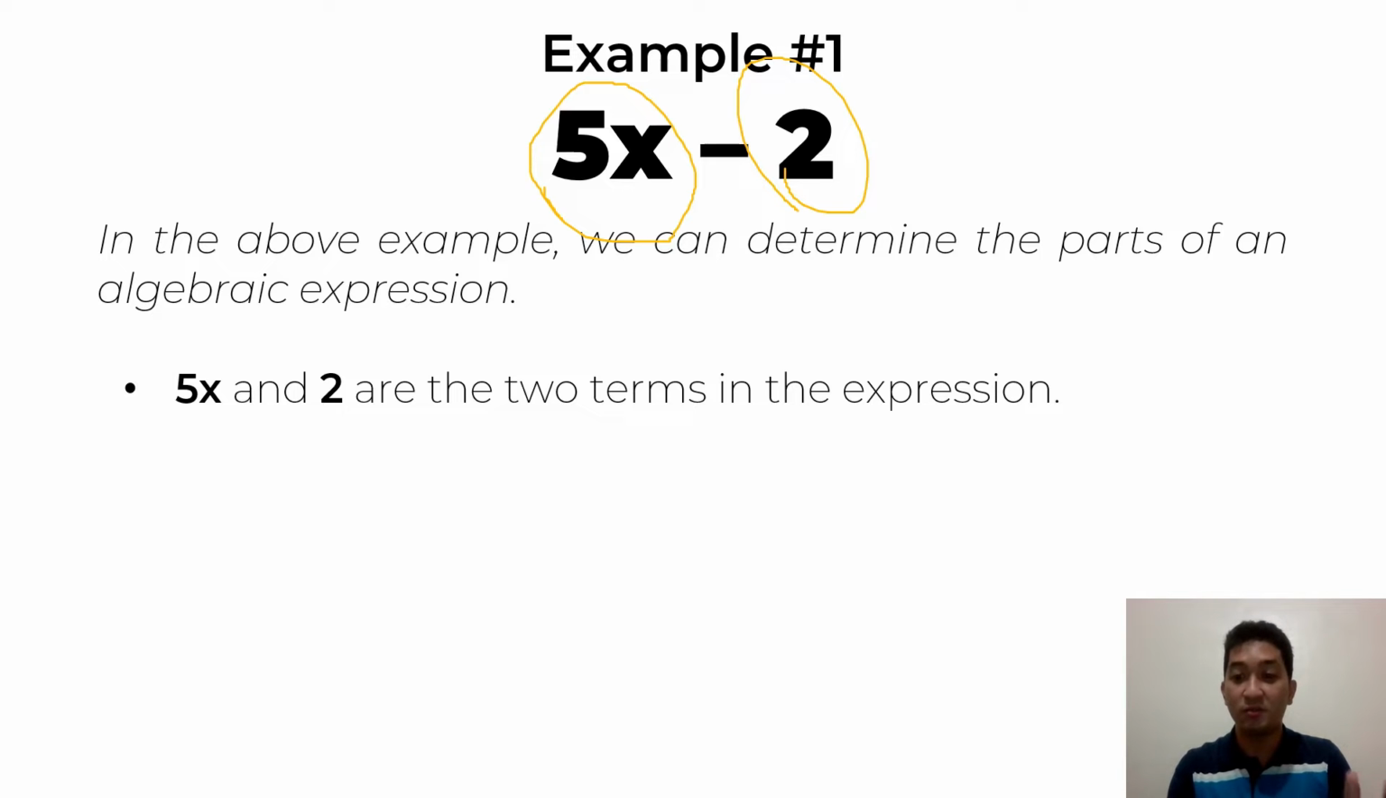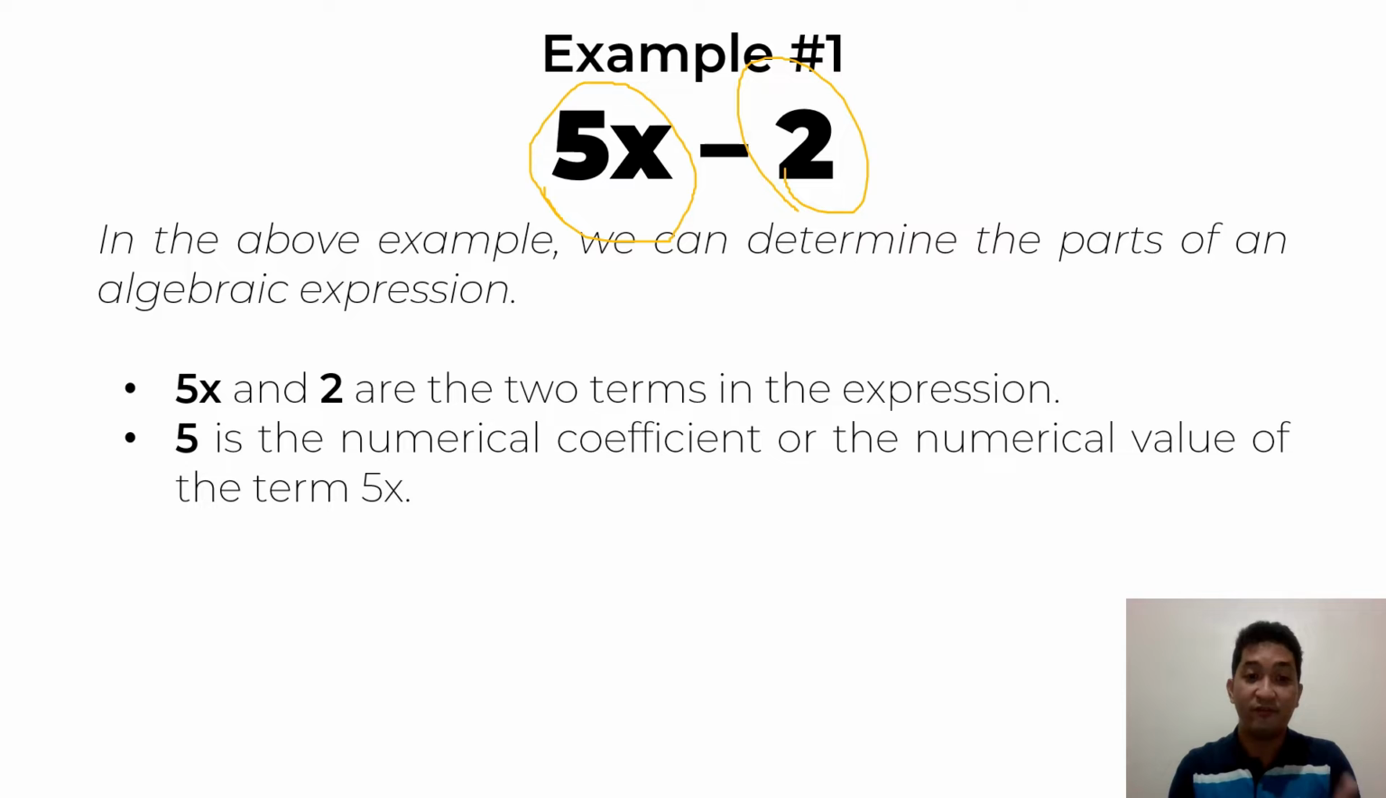Again, how many terms do we have in this algebraic expression? We have two terms, 5x and 2. Let's go with the next one. 5 is the numerical coefficient, or the numerical value, of the term 5x. So we are looking at the first term first. The first term again here is 5x.